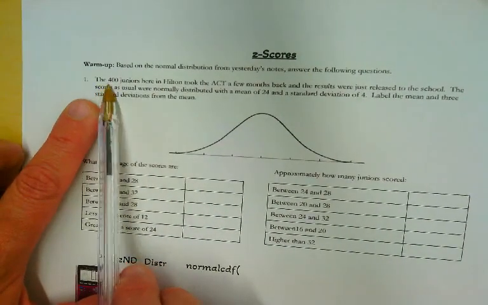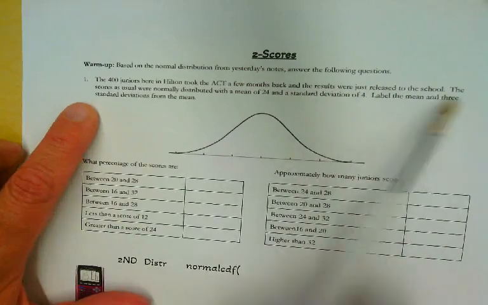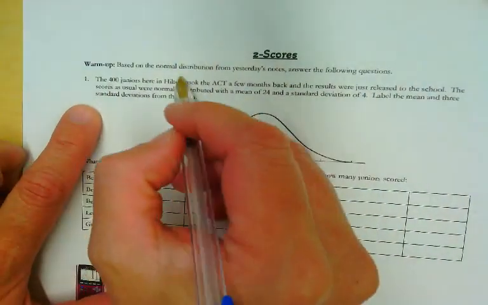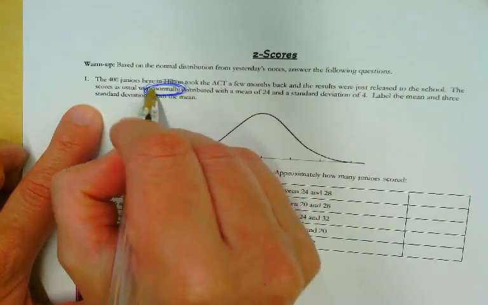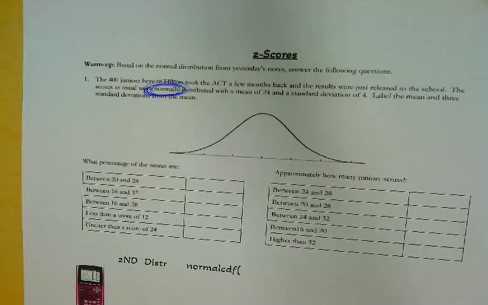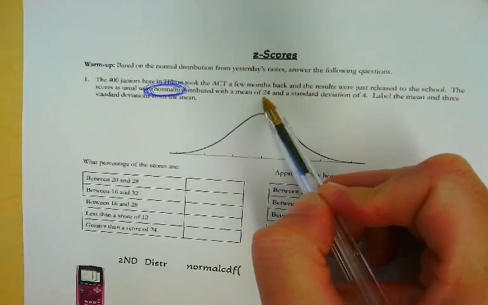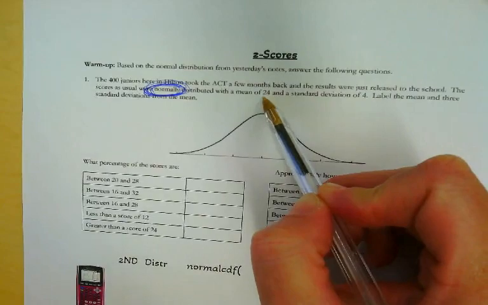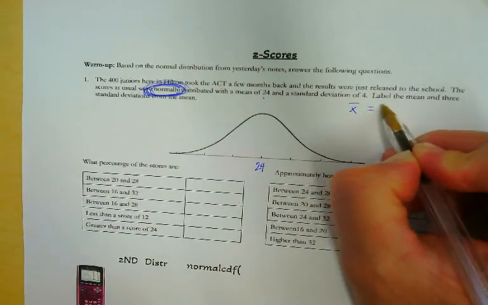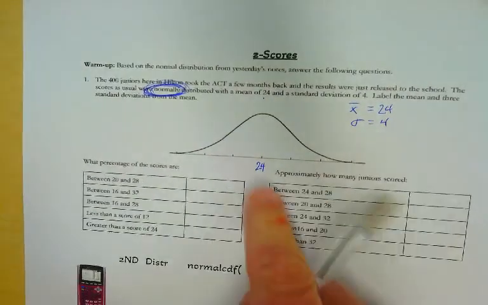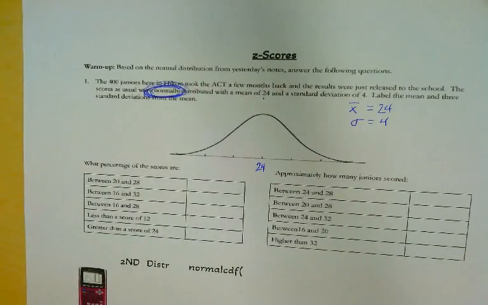Number 1. There are 400 juniors in Hilton that took the ACTs a few months back, and the results were just released to the school. The scores were, there's that key word, normally distributed. Highlight. Okay? So in my head, I'm saying this is probably a norm CDF type problem. With a mean of 24, so label that on your picture. Where does the mean fall? Right in the middle. And a standard deviation of 4. So finish labeling the rest of our curve. Our standard deviation is 4. Our spread is 4.